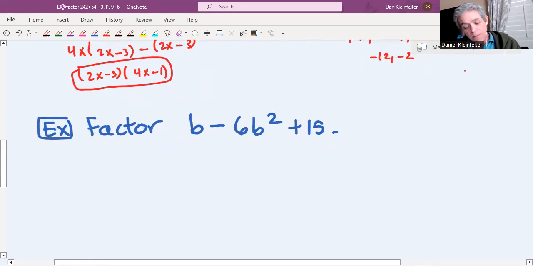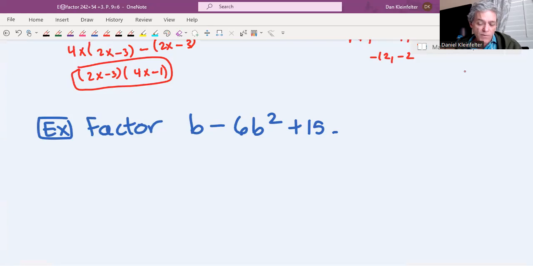Here we have b minus 6b squared plus 15. So as before, one of the complicating things is maybe the terms are not written down in the order that you'd like them in. So let me just rearrange things so that it's a little more familiar. I'll have negative 6b squared plus b plus 15. I'm used to the first term being positive, but that's okay. I'll just leave it as is for now.